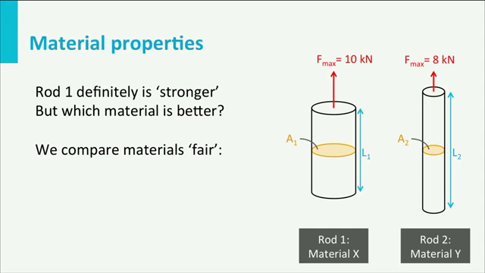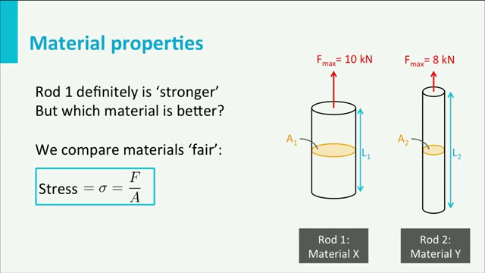So a good measure would be to compensate for this larger cross-section and divide the load by the cross-sectional area of the rod. In this case, we get the so-called stress of the material. The stress is the force divided by the cross-sectional area. The symbol for the stress is the Greek letter sigma. Note that the cross-section is perpendicular to the working line of the force.